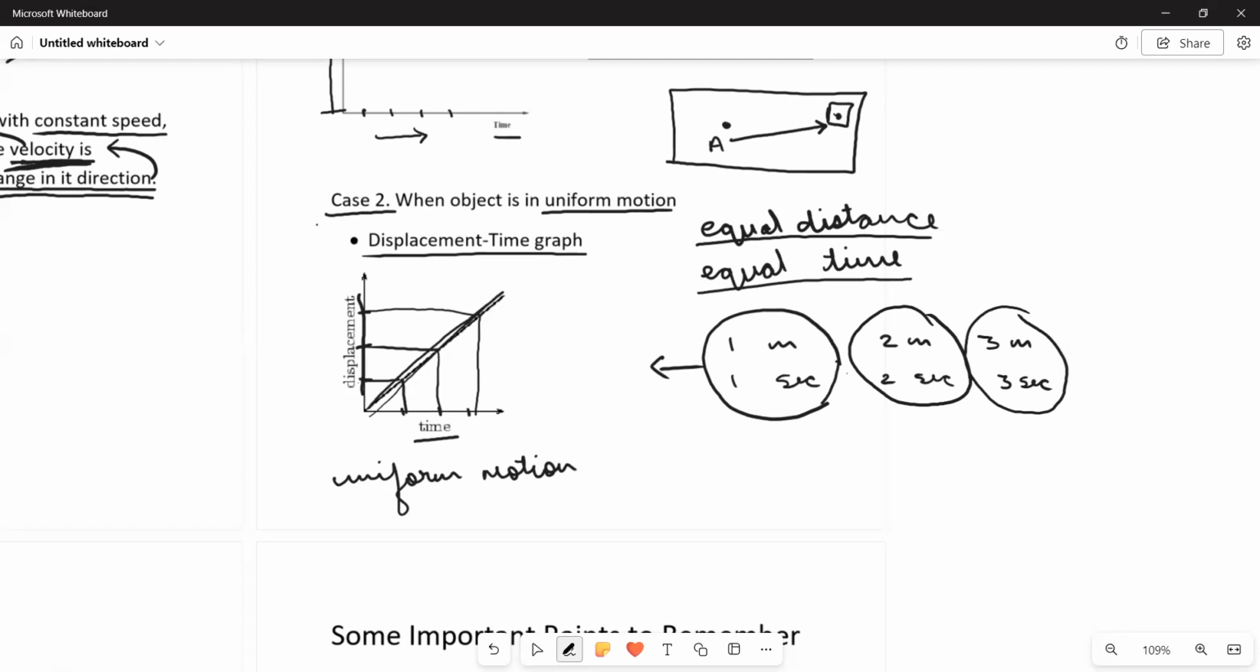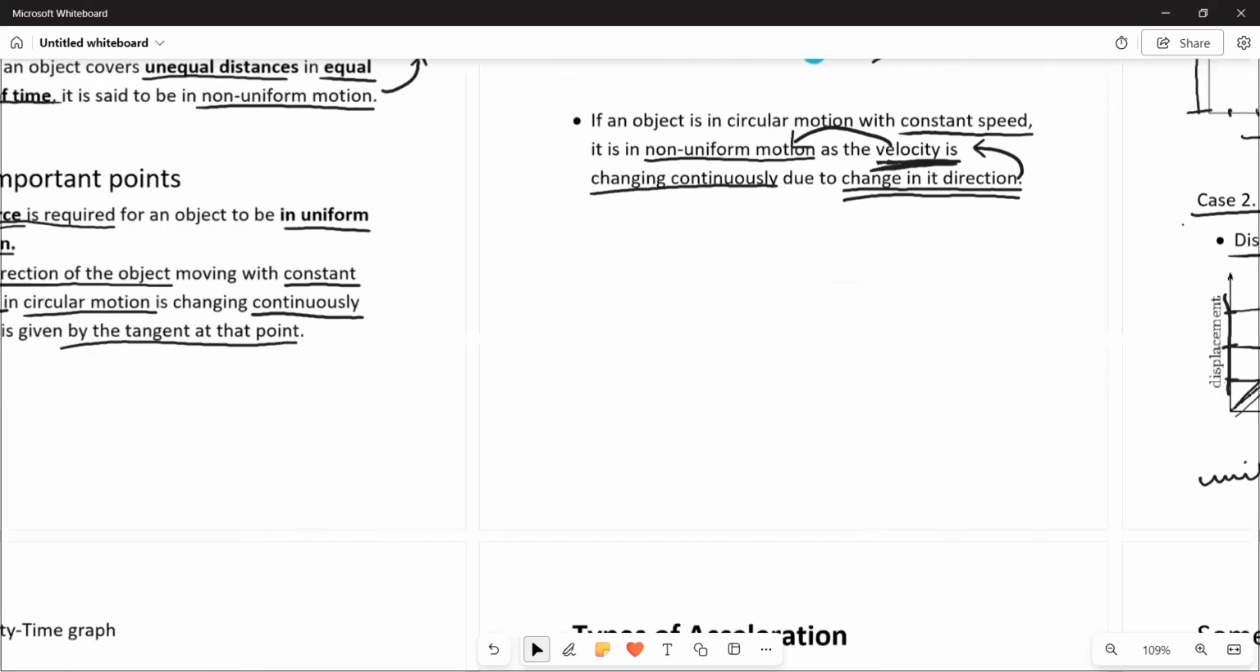And we have taken 3 instances, that is 1 meter in 1 second, then another 1 meter in 1 second, and another 1 meter in 1 second, right? So for this we plot this type of graph, and whenever we get a displacement time graph with a straight line on it, it will always be a uniform motion. Okay, now we'll see our next graph.